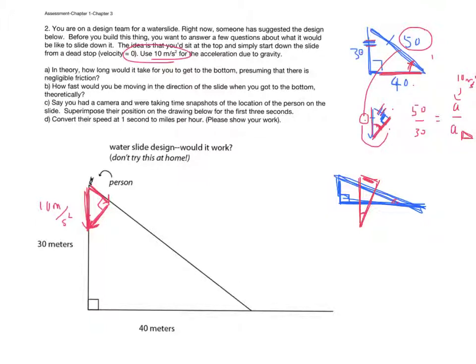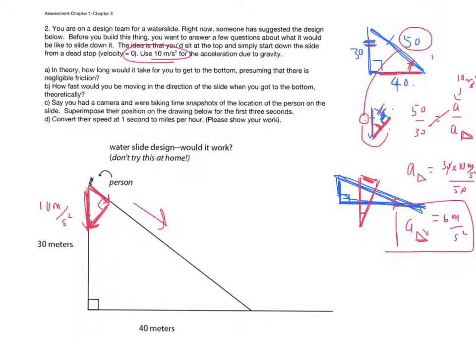So we can solve for A down the triangle: multiply these two like this and divide by that. So I have 30 times 10 meters per second squared divided by 50. That is 30 divided by 5, which equals 6 meters per second squared, the acceleration down the slide in this direction. And the question was, how long does it take to get to the bottom?